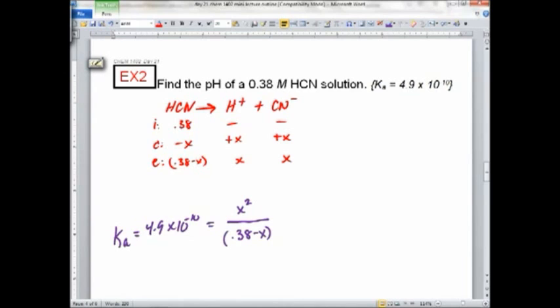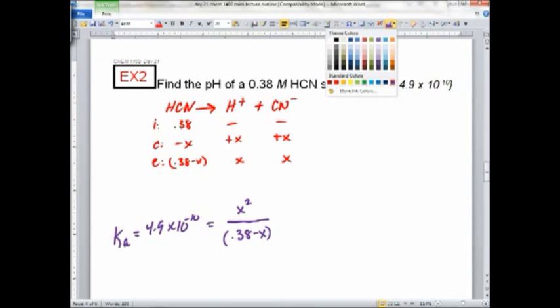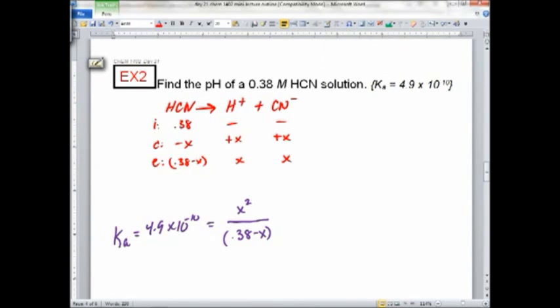Okay. Now, I want to point out the change here. And this is going to be a nice thing. Wouldn't it be nice? Let's make this in green, because it would be a nice thing to do if this could happen. If you could write this, 4.9 times 10 to the negative 10, and write an approximate or something. We're going to change it a little bit. It's just x squared over 0.38. Wouldn't that be nice? Because how would you solve that? Multiply both sides by 0.38, then take the square root, and you're done. No quadratic formula, right? Just being able to drop these little minus x's, right?